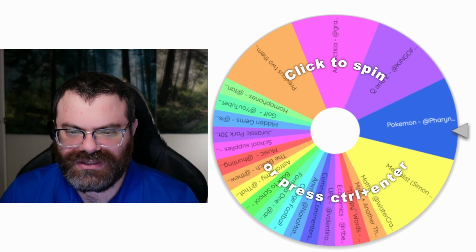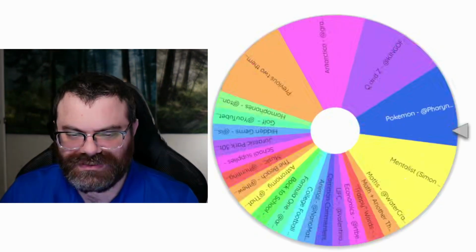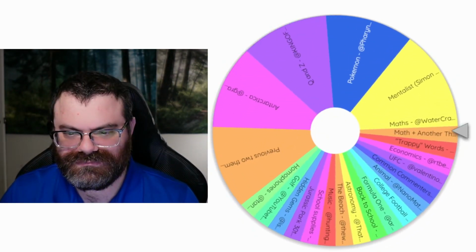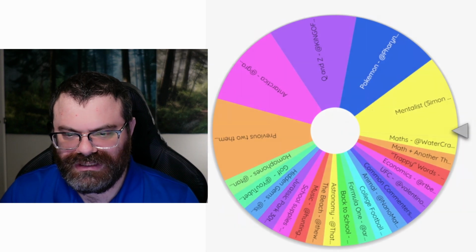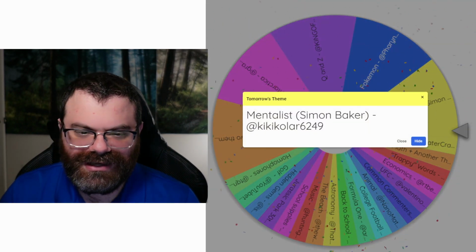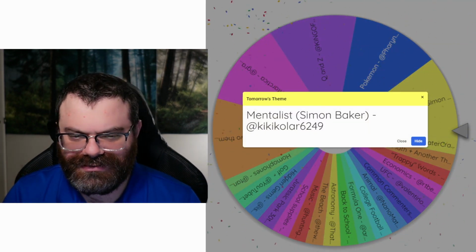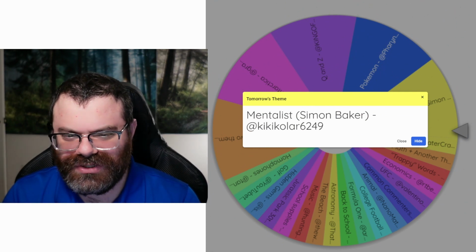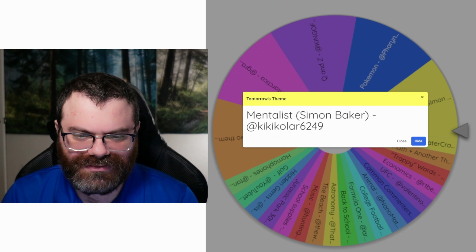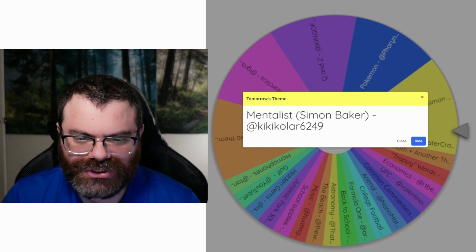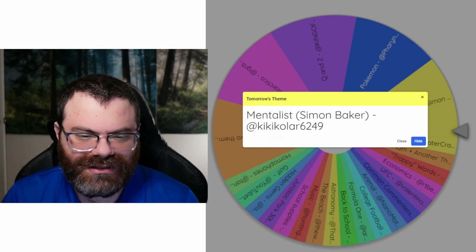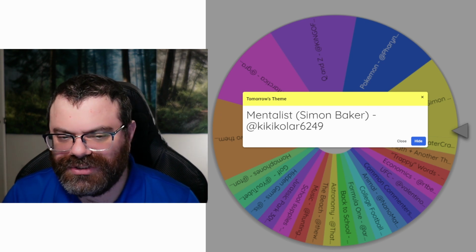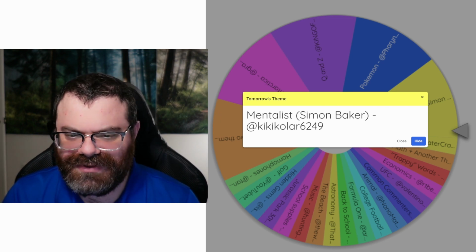Let's go ahead and spin the wheel of themes and see what tomorrow's theme brings us. We almost got math again right away. All right, mentalist, Simon Baker. So I believe Simon Baker is it a TV show called Mentalist, hosted by Simon Baker? Anyway, I don't know much about the show, but this was suggested by Kiki, and I see no reason we shouldn't do it. So 2 words related to Mentalist Simon Baker in some way.